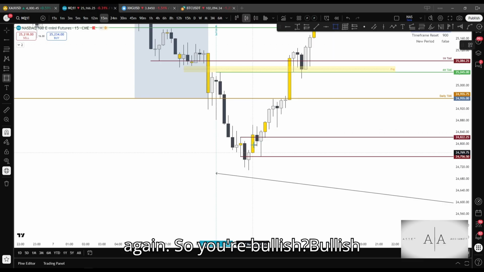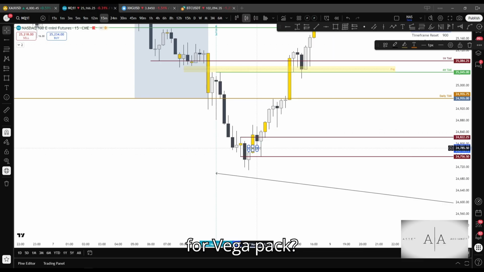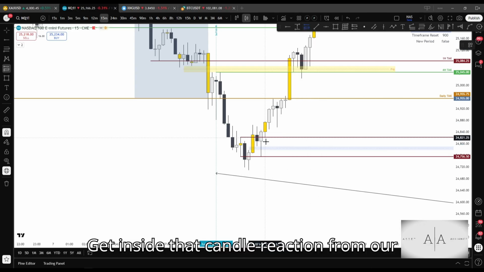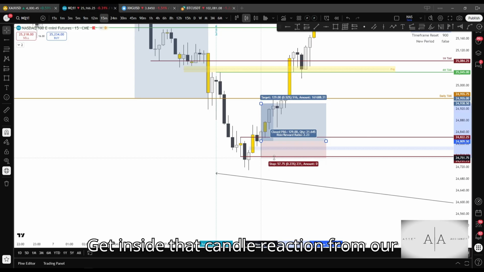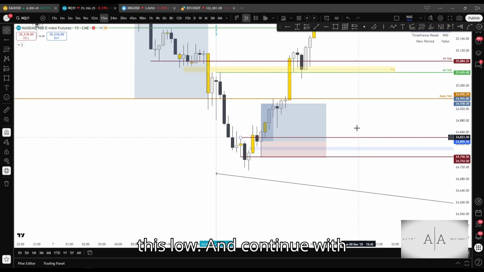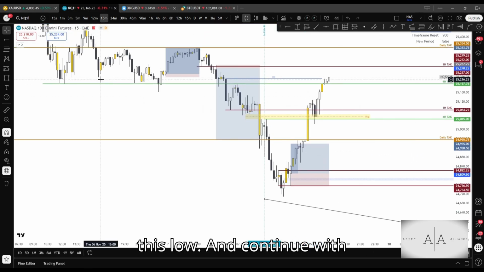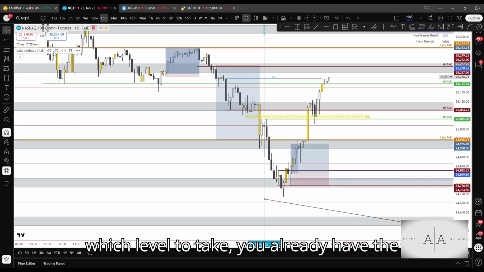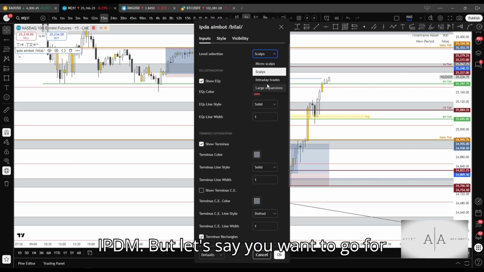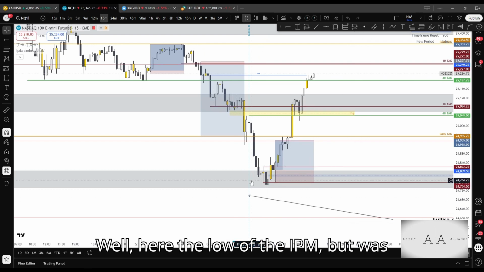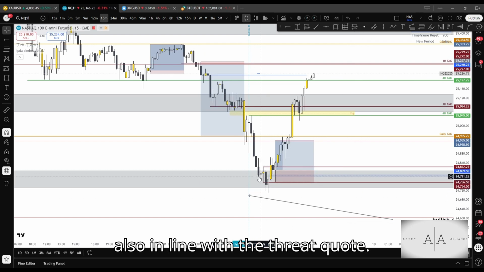Bullish for value gap tag. Get inside that candle. Reaction from our previous one low here. Stop loss at this low. And continue with your take profit. If you don't really know which level to take, you already have the IPDA Aimbot. Let's say you want to go for your intraday trade or a large expansion. Well, here the low of the IPDA Aimbot was also in line with the tag low.